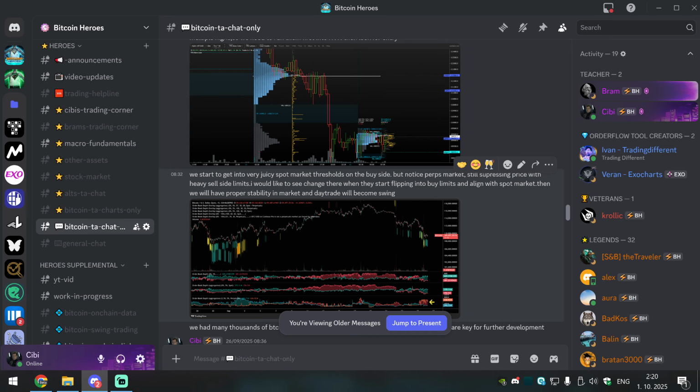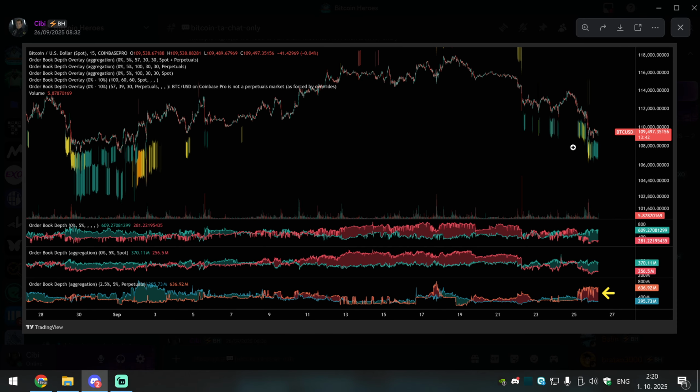So look at that. We start to get into very juicy spot market thresholds on the buy side. But notice the perp market is still suppressing price with heavy sell side limits. I would like to see that change, when they start flipping into buy limits and align with spot market, then we will have proper stability in the market and day trade will become swing. But we already, if you notice, right now the order book ratio changed to a very positive side.